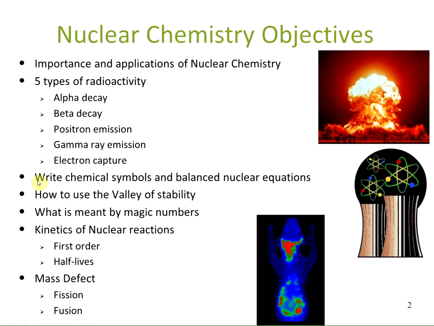And to do that, we must be able to write the chemical symbols and then balance those nuclear equations associated with them. Then we are also going to learn how to use the valley of stability, and we'll learn what is meant by magic numbers. And we'll also look at the kinetics of nuclear reactions.